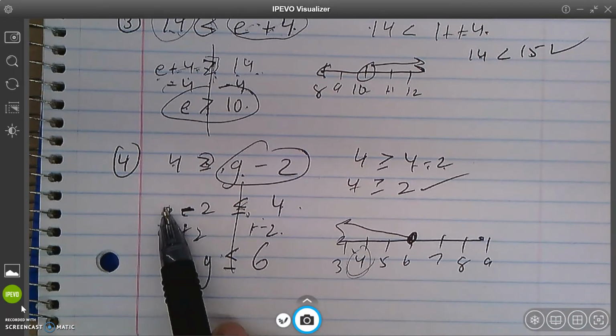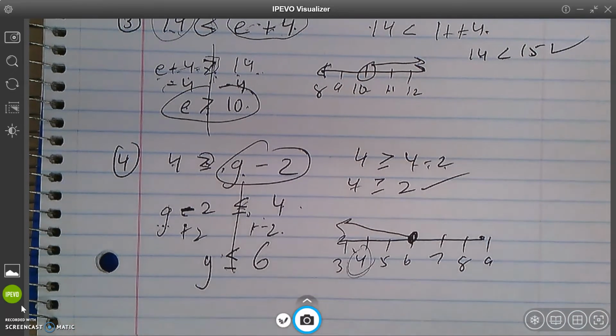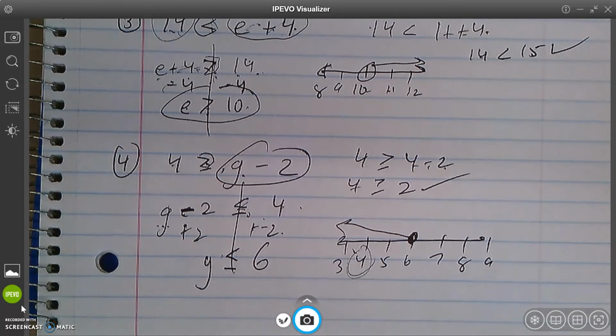I could plug it in here. 4 minus 2 is 2. 2 is less than 4. Got it. Nice job, everybody. Work on that practice. Great job.